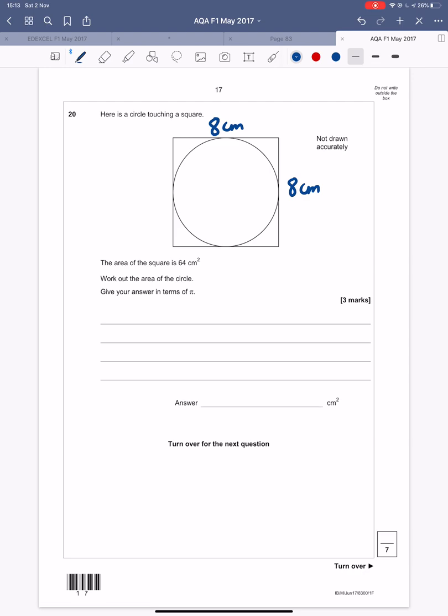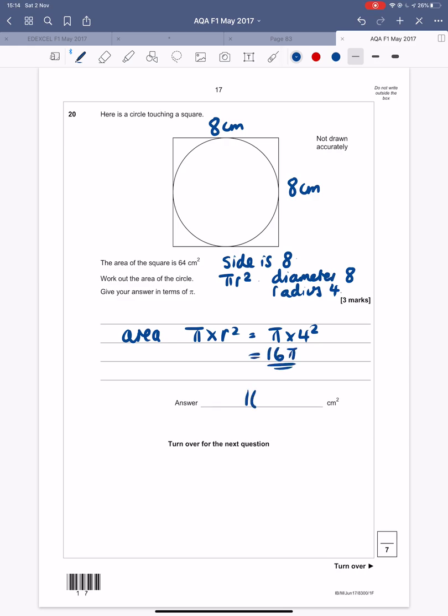So we need to work out the area of the circle. The area of the square, so the side is 8. And then the area of the circle is pi r squared. But the radius, we know the diameter is 8, so the radius is going to be 4. So the area is pi times 4 squared, so it's 16 pi. 16 pi, and they've got the centimetres squared there.